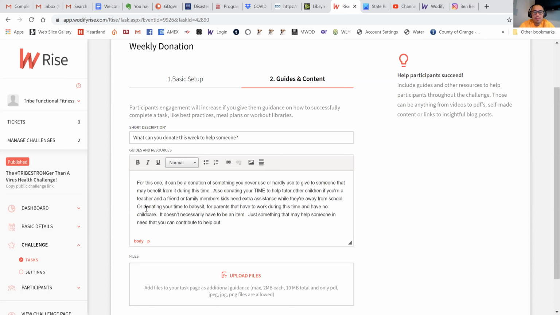It doesn't necessarily have to be an item, okay? It could be just listening to somebody and talking and donating your time on the phone and helping them deal with something difficult, right? Or just be an open ear for them to listen to, right? Doesn't necessarily have to be money or a physical item, okay?